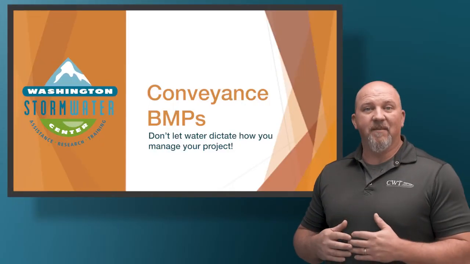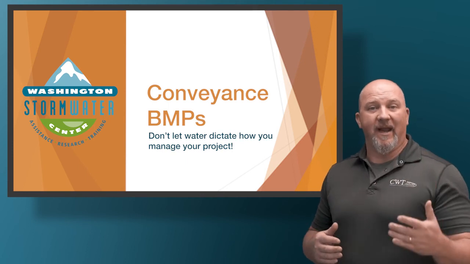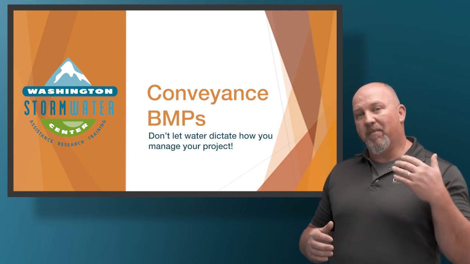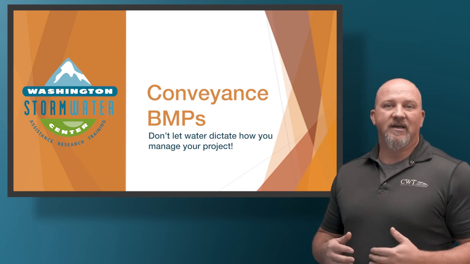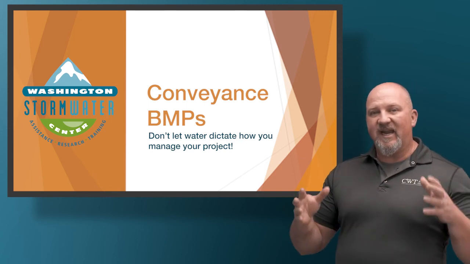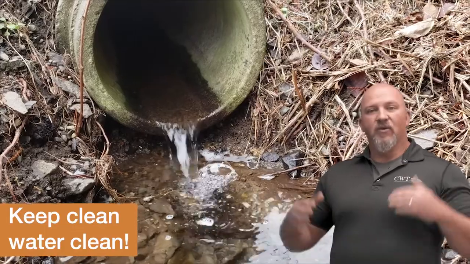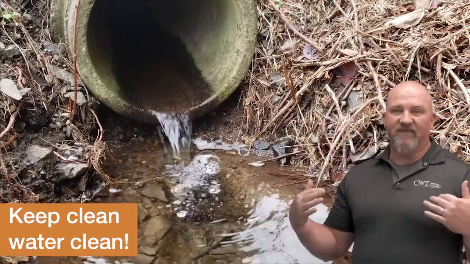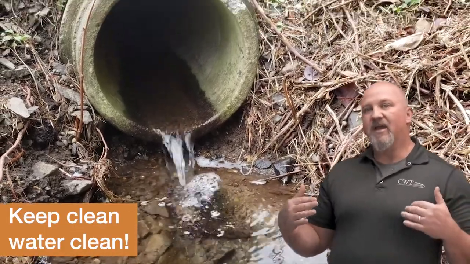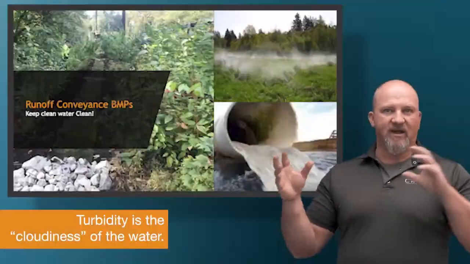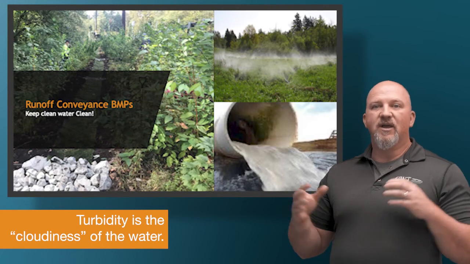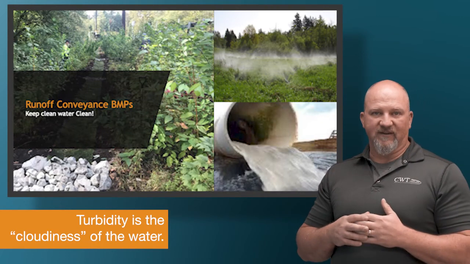Conveyance controls are BMPs that are going to move water from point A to point B through your project while preventing erosion or allowing the sediment that's in the water to fall out. The principle here is to keep clean water clean. The water that precipitates out of the air is relatively clean from a turbidity standpoint. How do you migrate that raindrop clean all the way through from when it comes in contact with your activity through to the discharge point where it leaves your site?